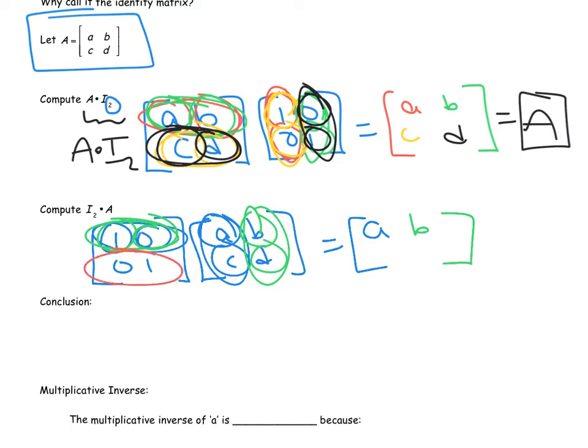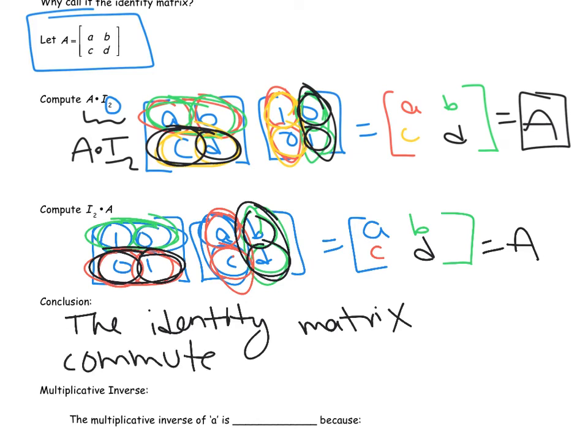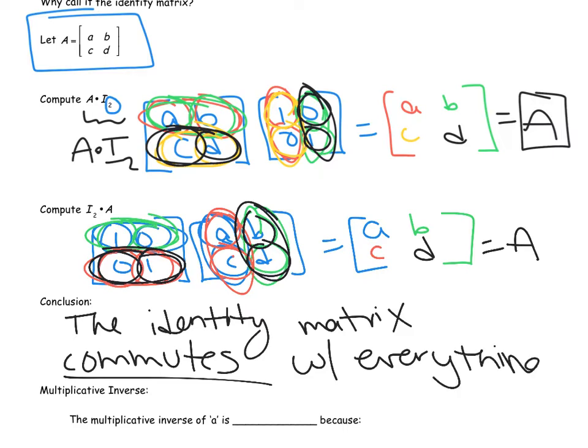Next row, 0 times A is 0. C times 1 is C. And lastly, 0 and 1 times B, D. 0 times B is 0. 1 times D is D. So it does hold true. We can conclude that the identity matrix commutes with everything. It's actually really important. The identity matrix commutes with everything.